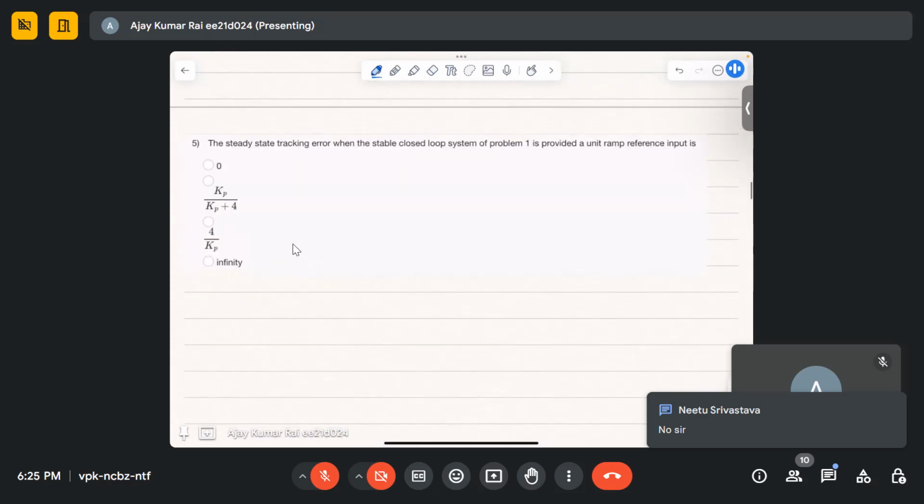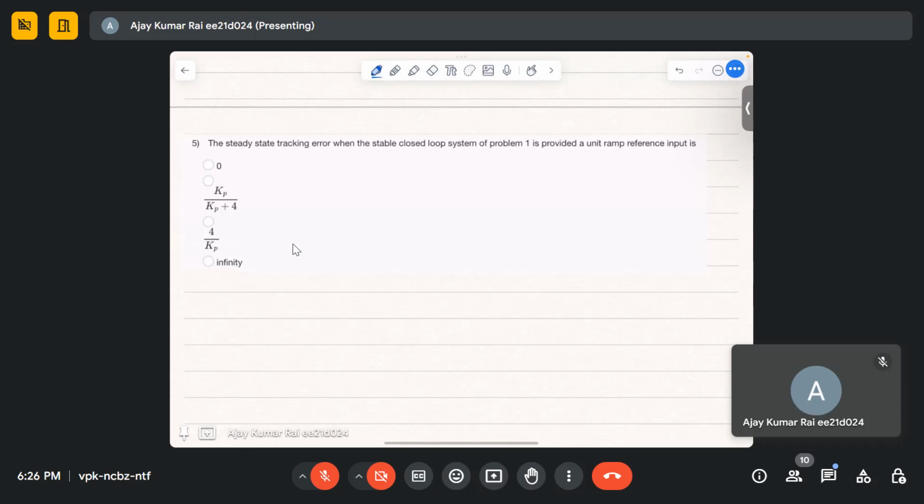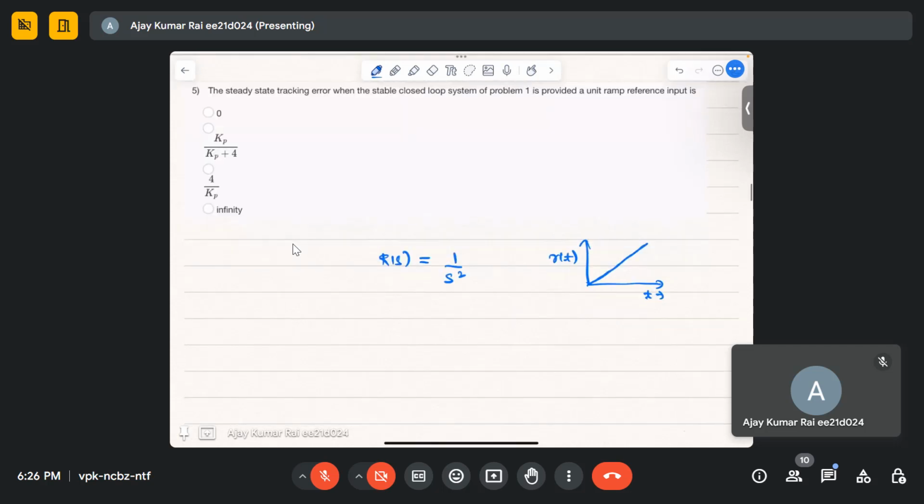Go to the next question. The steady state tracking error when the stable closed loop system of problem 1 is provided a ramp reference. So here the input is changed. Ramp reference 1 by s square. So what is ramp? Ramp is like this, a straight line. This is r(t) versus time, and you know Rs is equal to 1 by s square.